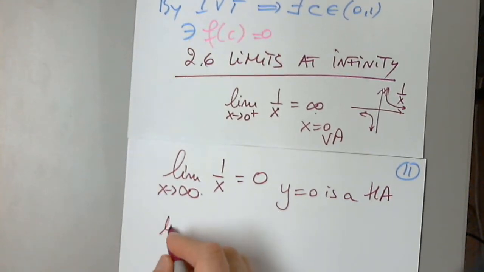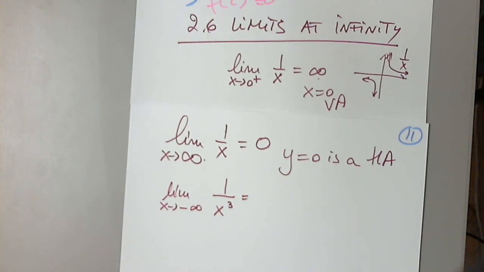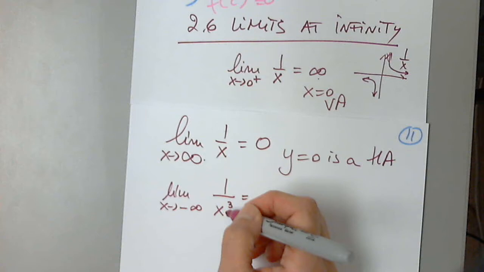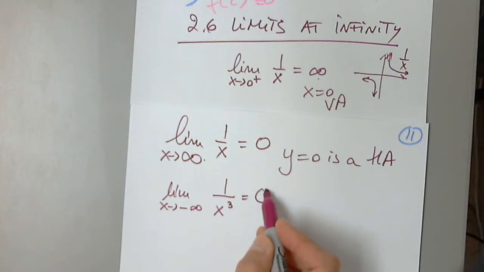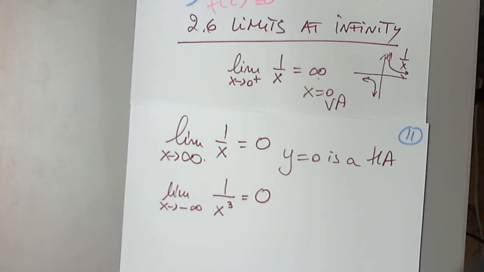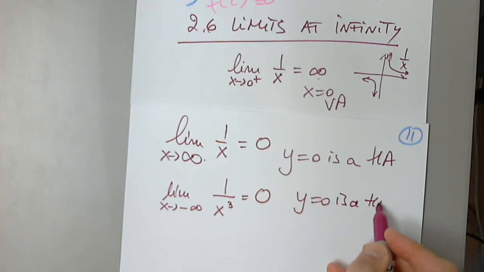What if I have limit as x approaches negative infinity of 1 over x to the third? What will the answer be? I'm dividing a pie by 10 billion people. What do I get? How much will you get? How much will anyone get? Exactly. Absolutely. Of course, y equals 0 is a horizontal asymptote as well.